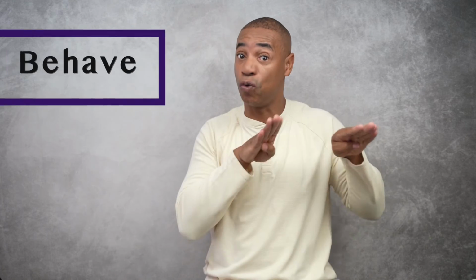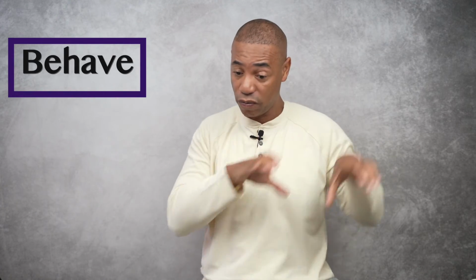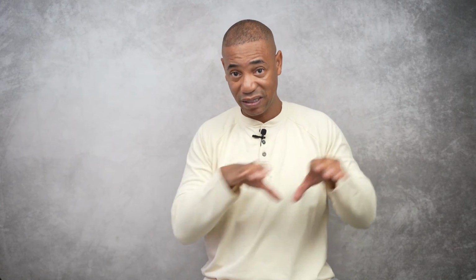Another thing a teacher will do is try to get the students to behave. Now, to sign behave, you actually make B's with both hands, angle them down until the palms are facing the ground, and you will move them back and forth like a pendulum. You can do that with B's, or you can do it with a relaxed C. That is how you sign behave.